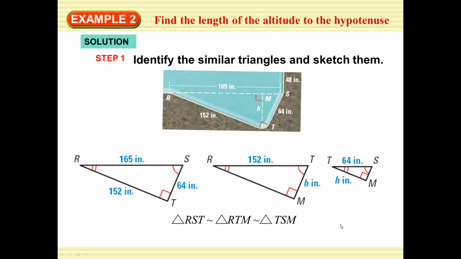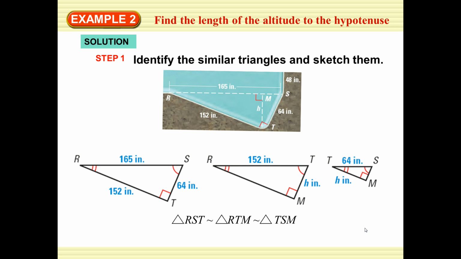Now through theorem 7.4, we know that all three of these triangles are similar to each other. And like I was saying before, similarity is indeed transitive. So if RST is similar to RTM and RTM is similar to TSM, then by the transitive property of similarity, RST is similar to TSM. You don't need to know that, but cool fact anyways. You might need to know that in the future, who knows?